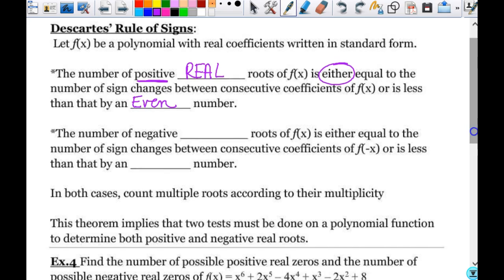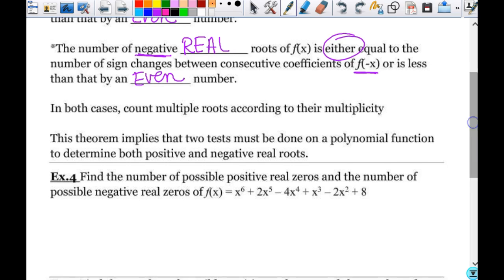Right? And then the number of negative, and again, real, roots of f of x is either equal to the number of sign changes between consecutive coefficients of f of negative x or is less than that by an even number. In both cases, you count multiple roots according to their multiplicity. So if 2 is a root twice, then that actually counts as 2 of them, is what that's saying.